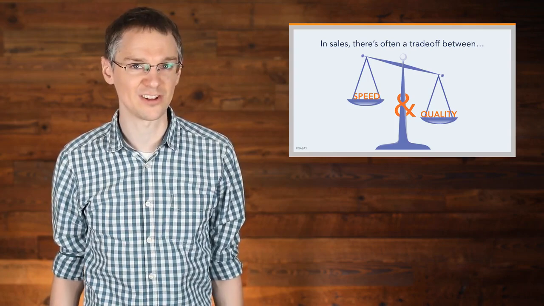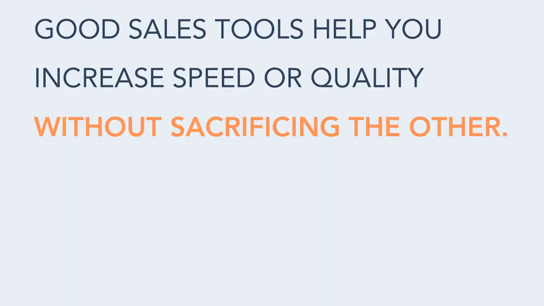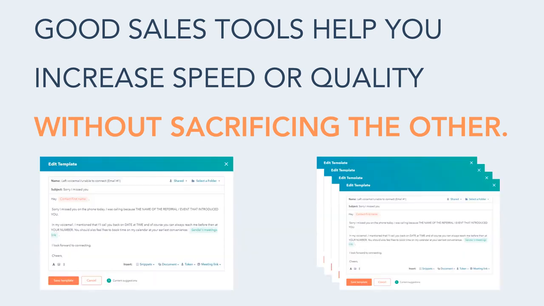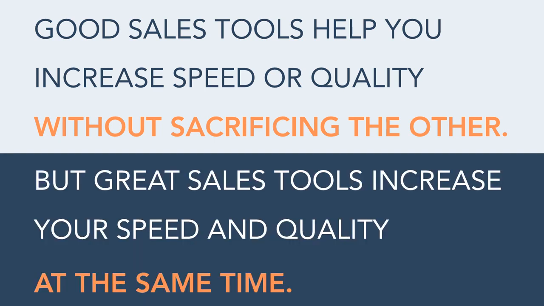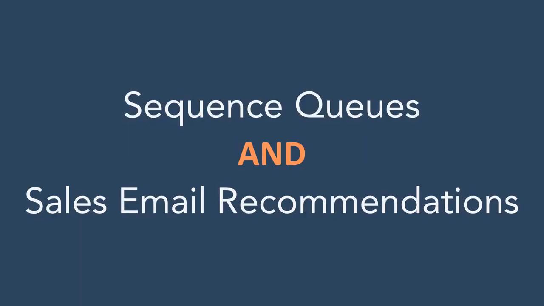That's where sales technology comes in. Good sales tools help you increase speed or quality without sacrificing the other. For example, email templates and automated email sequences both increase your speed without sacrificing any quality. But great sales tools increase your speed and quality at the same time. Let's see what that looks like in HubSpot with sequence queues and sales email recommendations.